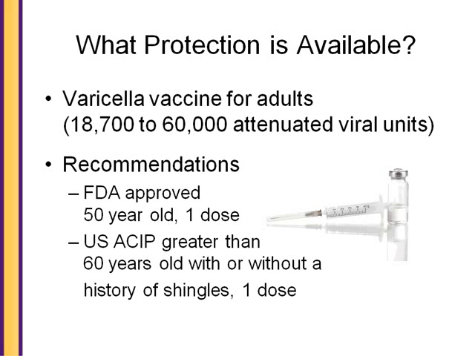The recommendations, there are two recommendations out there. One is really just FDA, Federal Drug Administration, approval of the vaccine, and it's approved for people who are 50 years old or older, and it's a one-dose vaccine, unlike the childhood vaccine, which is 2 doses. There is also the Advisory Committee on Immunization Practices, and they are recommending that people who are 60 years old with or without a history of shingles have the vaccine, and again, 1 dose. So you have an option, 50 years old, it's approved for that use, and 60 years old is fine.